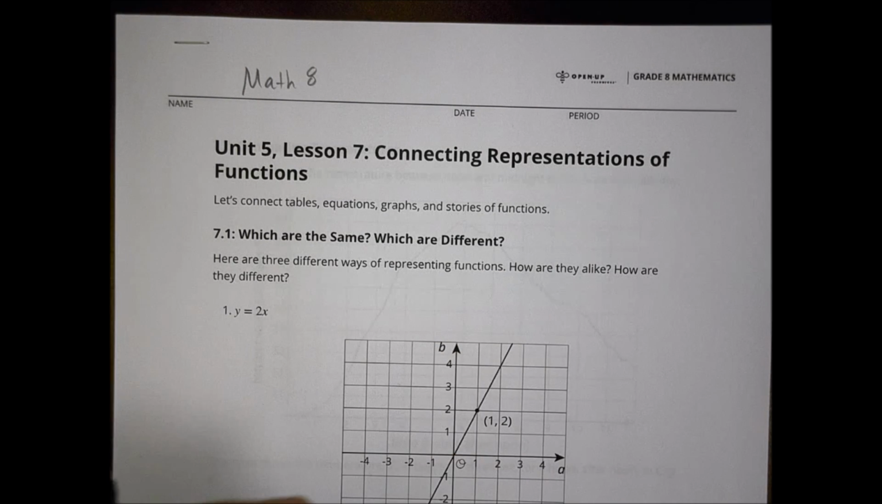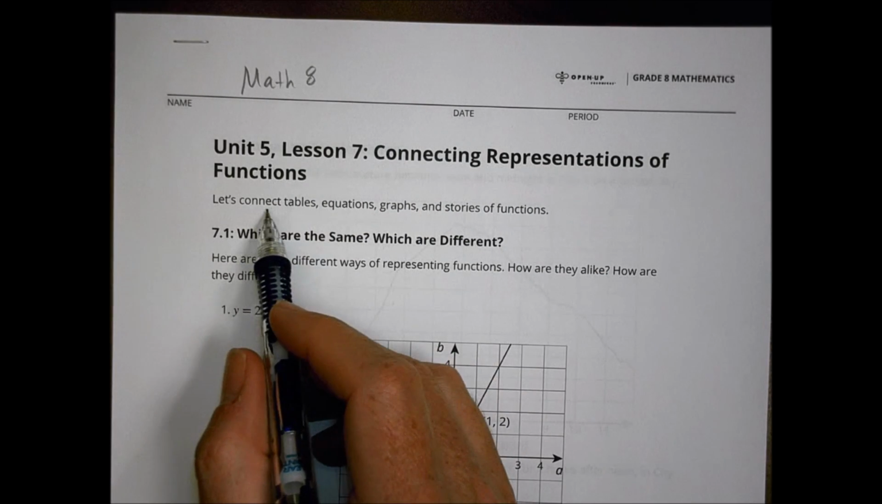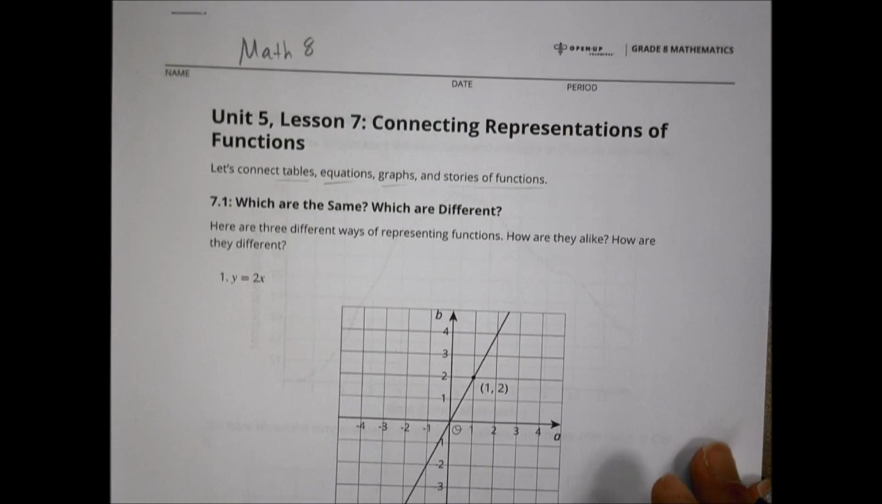Hi, this is Math 8, Unit 5, Lesson 7, Connecting Representations of Functions. So we're going to connect tables, equations, graphs, and stories of functions all together in today's lesson.